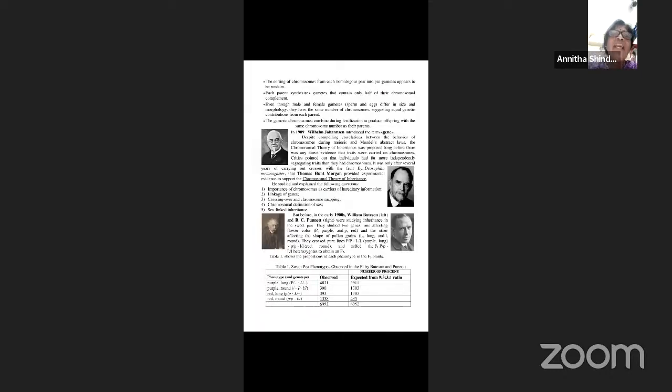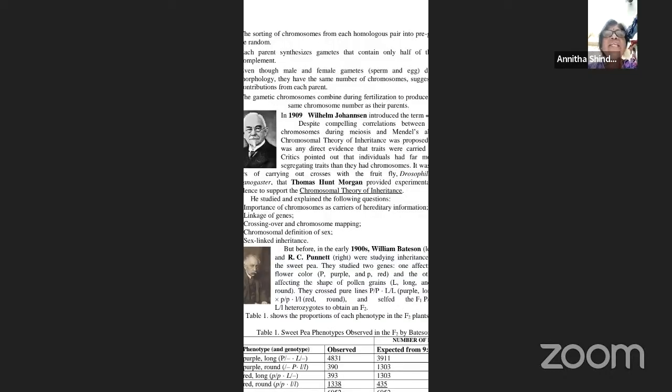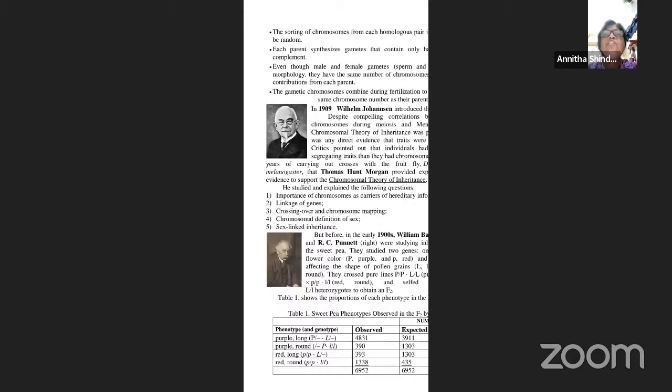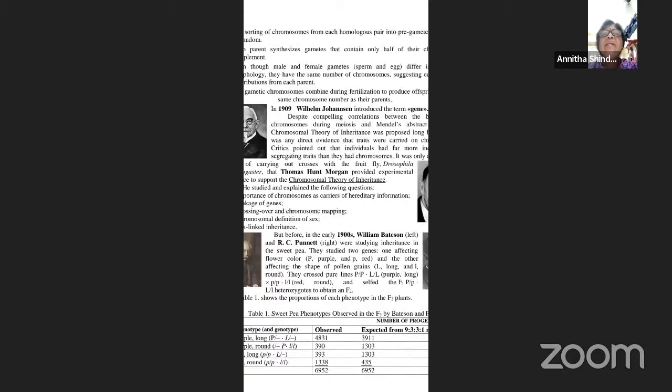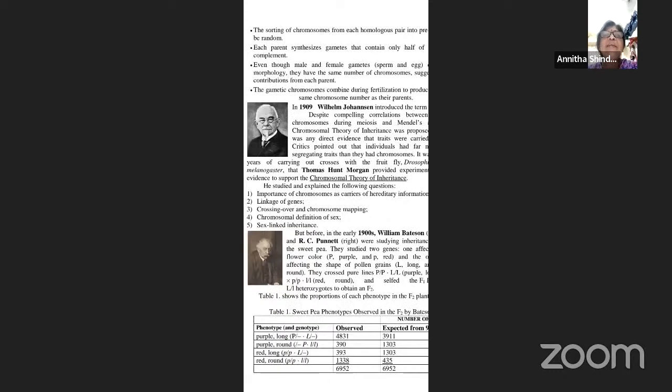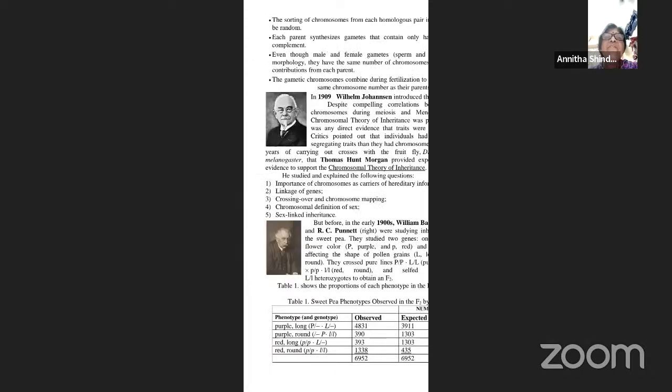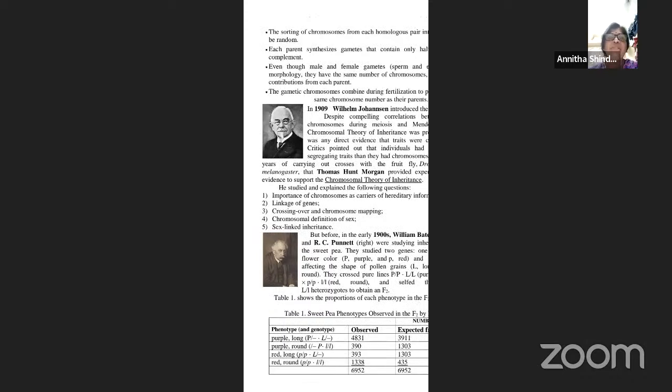So certain laws they have given, and the second one they said is that the sorting of the chromosomes from each homologous pair into pre-gametes appears to be random, and each parent will synthesize gametes that contain only half of the chromosomal complement. Even though male and female gametes, that is sperm and ova, differ in size and morphology, they have the same number of chromosomes.